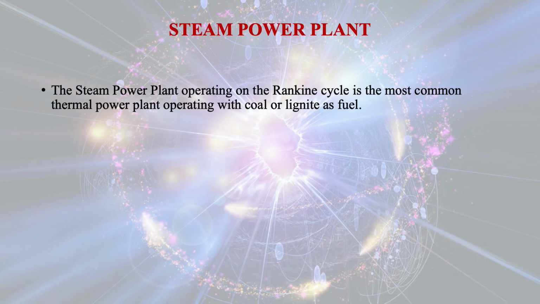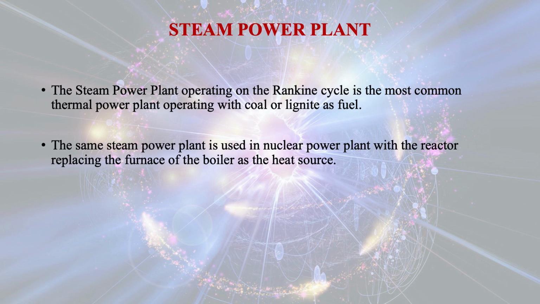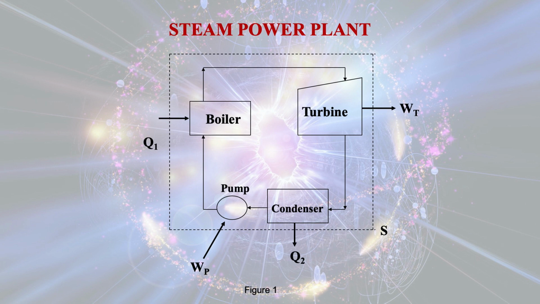The steam power plant operating on the Rankine cycle is the most common thermal power plant operating with coal or lignite as fuel. The same steam power plant is used in nuclear power plant, with the reactor replacing the furnace of the boiler as the heat source. This is the schematic of steam power plant. There are four important components. First one is boiler, second one is turbine, third one is condenser, and fourth one is pump.